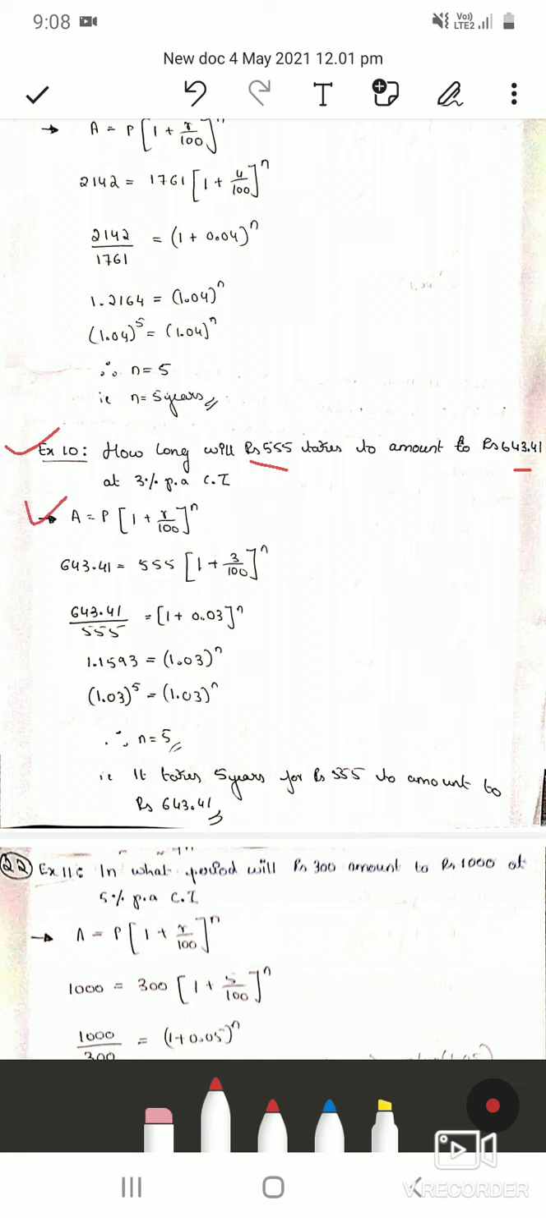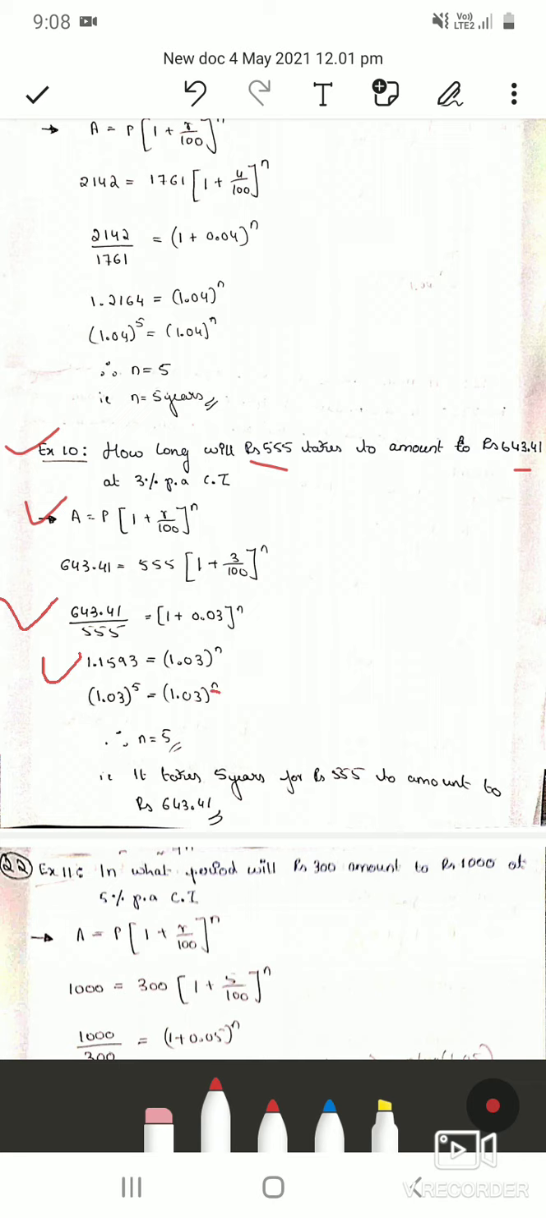So we'll use the amount formula because the value of amount is given, so this will be easy. The amount formula is P into 1 plus R by 100 whole raised to n. So we'll substitute the values. This is similar to the previous problem. So this will be 643.41 by 555. So this is 1.1593 equal to 1.03 whole raised to n.